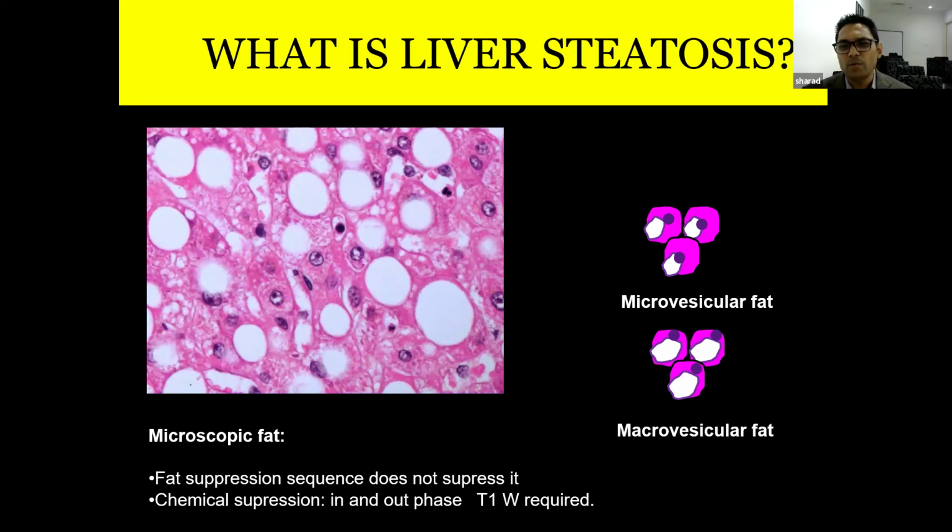While the fat you have in the mesentery and omentum is macroscopic fat. Now, this is a schematic. That's the nucleolus, that's a hepatocyte, and this white droplet is the fat. Now, here the fat droplet is very small, so it is called microvesicular fat. While in this hepatocyte, the nucleolus is pushed to one side because the fat droplet is big, and that is called macrovesicular fat. Now, to see this microscopic fat, you need MRI imaging.